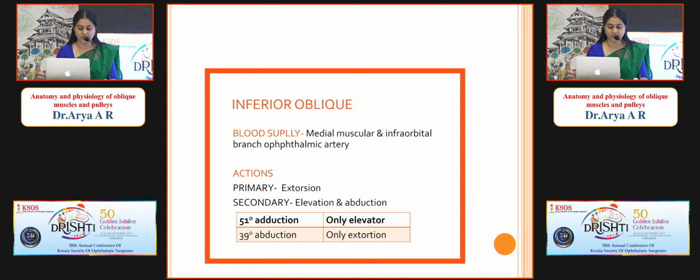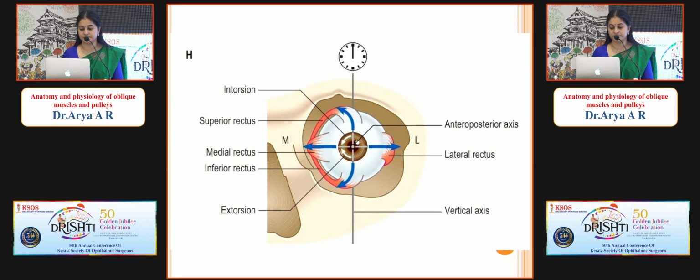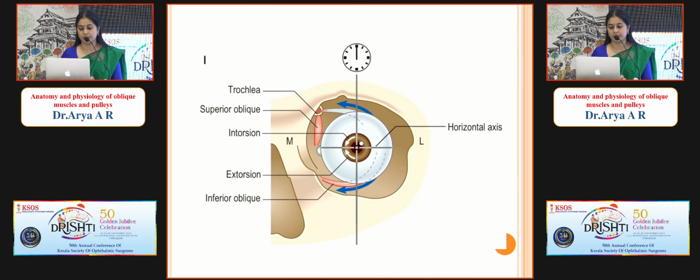The primary action is extorsion, and secondary is elevation and abduction. At 51 degrees of adduction, it's only an elevator, and at 39 degrees of abduction, the action is only extorsion. This is a slide to show you what intorsion is, from the 12 o'clock to the medial position.